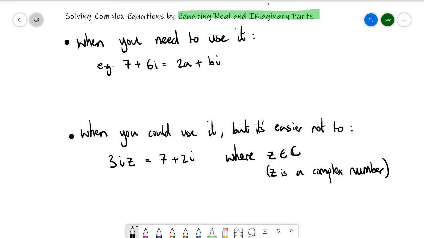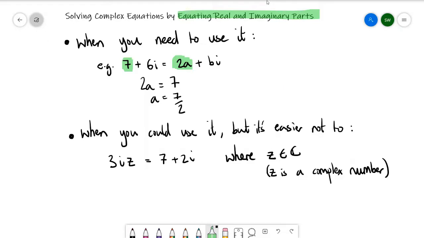For two complex numbers to be the same, the real parts must be the same. So here the real part is 7 on the left-hand side, and the real part on the right-hand side is 2a. They're basically the terms without i in it. So we know that 2a must be equal to 7. So we know that a is equal to 7 over 2.